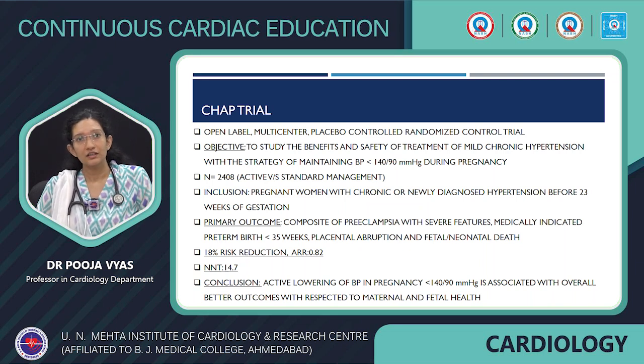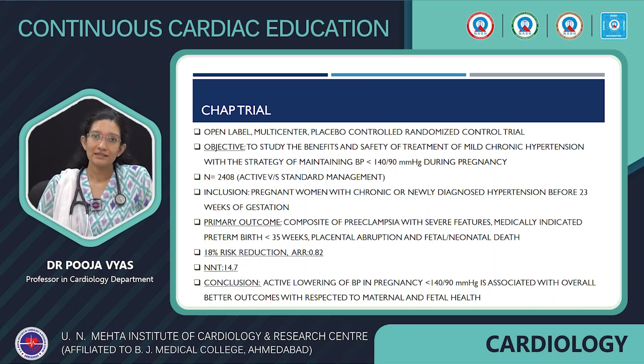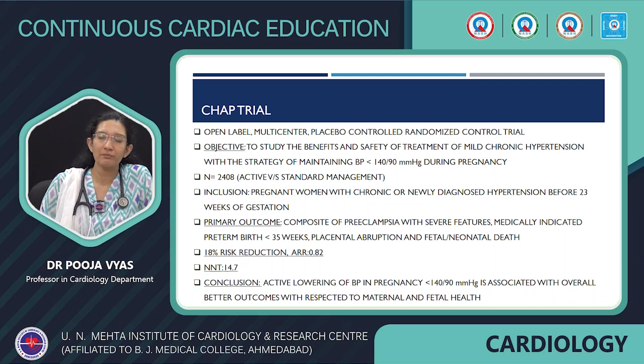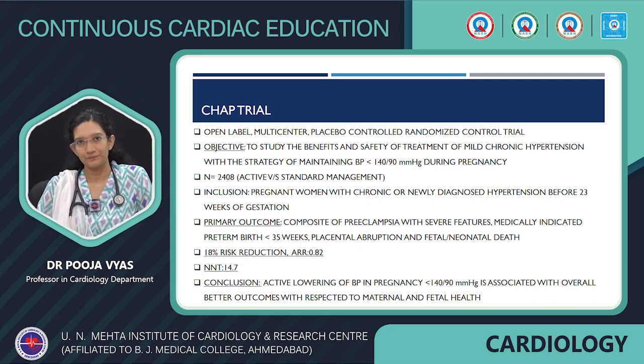So in conclusion, we can say that active lowering of blood pressure during pregnancy to less than 140 by 90 millimeter of mercury is associated with overall better outcomes with respect to maternal and fetal health. So we should manage these cases actively. All cases of hypertension in pregnancy should be managed very actively, and this active management is ultimately associated with better outcomes in terms of better maternal and fetal health. Thank you.